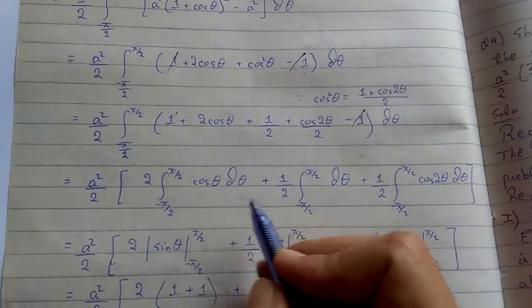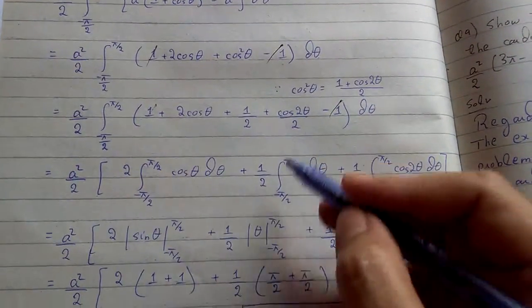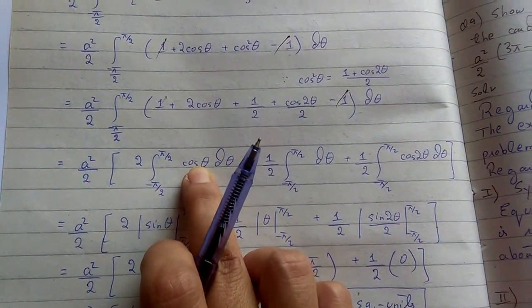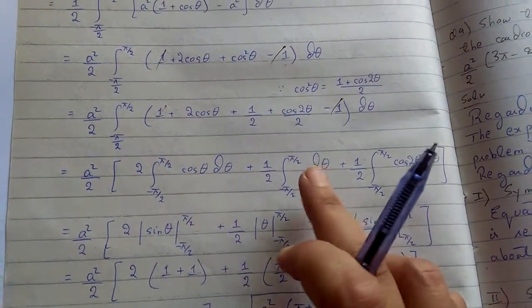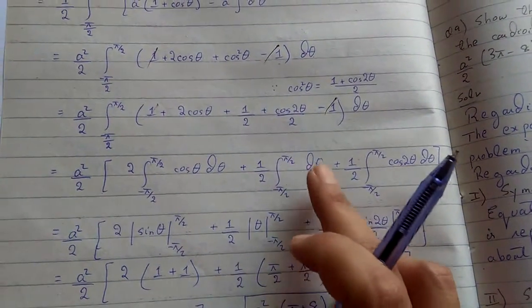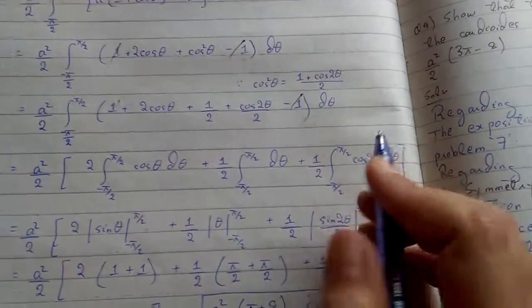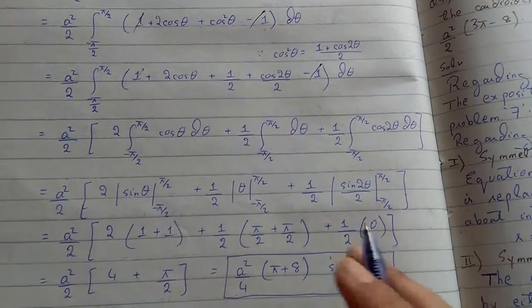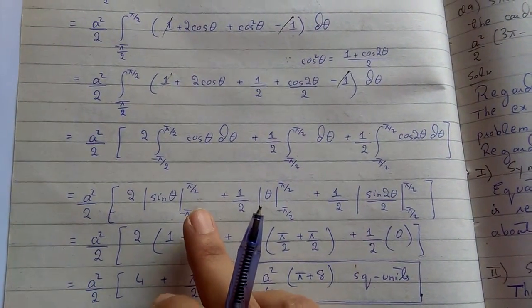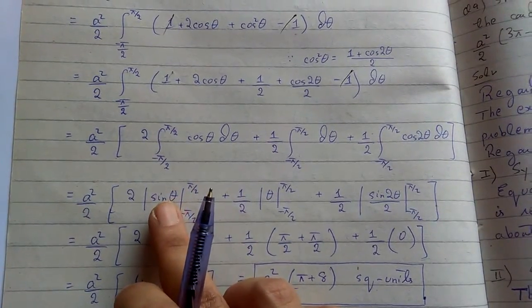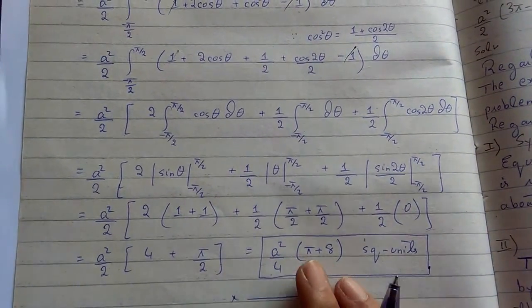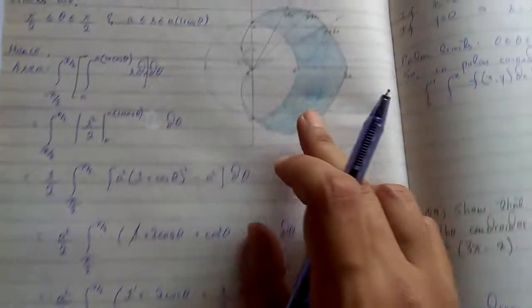Now we apply the limits and the integral separately like this. You know that the integral of cos theta is sine theta. You apply the limit. The integral of the constant one with respect to theta gives you theta. You apply the limit, and then the integral of cos 2 theta gives you this, and you apply the limit. Finally you put down your upper limit and lower limit one by one, take the difference, and you get this. You simplify entirely, and you get the answer for the area of this region, right over here.